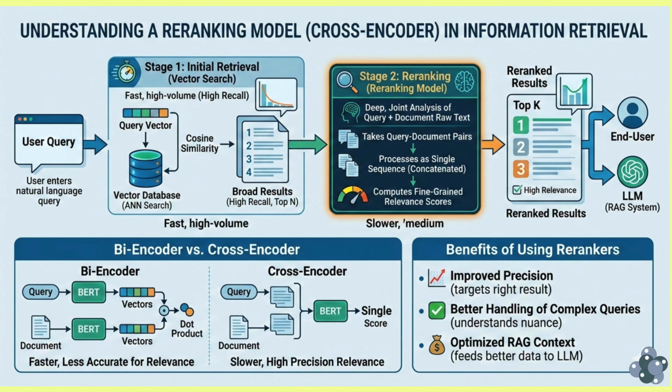The model outputs a single scalar score representing the probability or degree of relevance of that specific document to that specific query. This deep contextual analysis is computationally much heavier and slower than simple vector distance calculation. This is why re-ranking is only applied to a small subset of the initial results, providing high precision without sacrificing the overall speed and scalability of the vector search for the entire database.